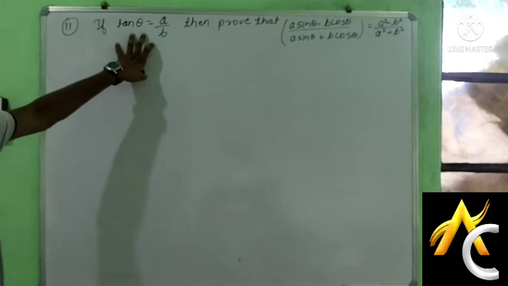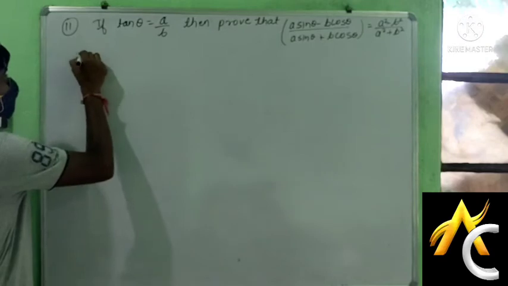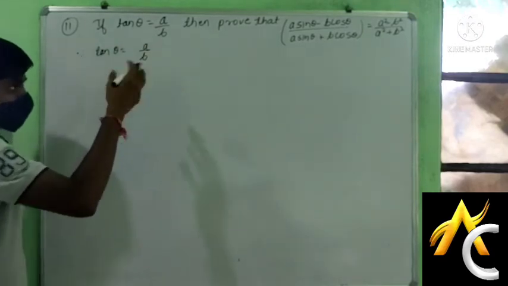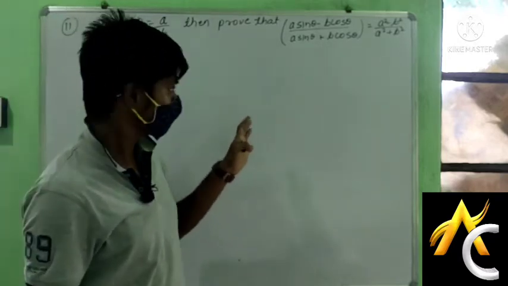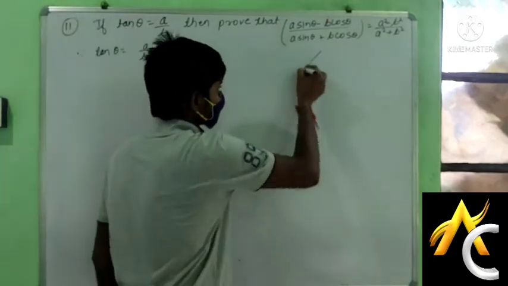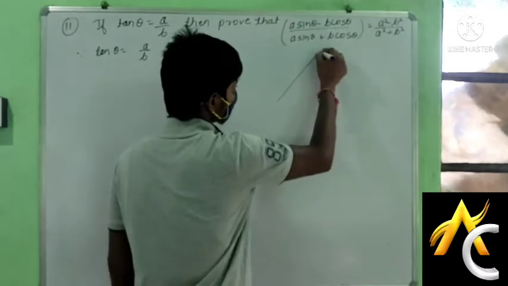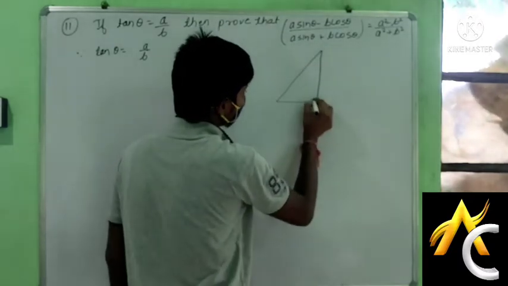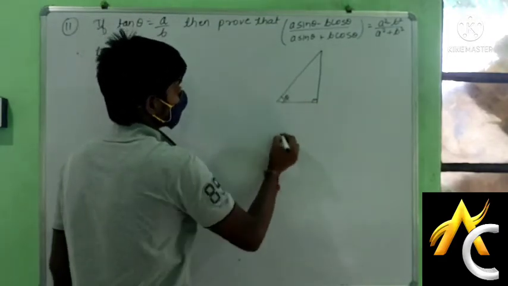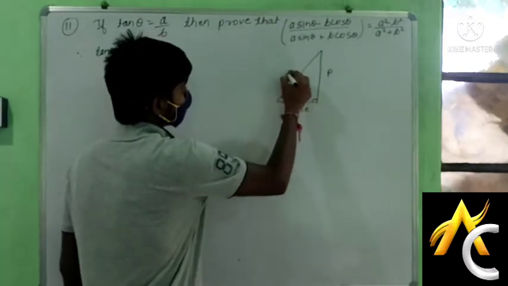Here the value of tan theta is given as a by b, so we can write it as, since tan theta is equal to a by b, now as we have done in earlier questions, we are going to draw a right angle triangle, right? So just draw a right angle triangle. Let us consider that this angle is 90 degree and this is theta. So for theta, this will be our perpendicular height, this will be our base, and this will be our hypotenuse.